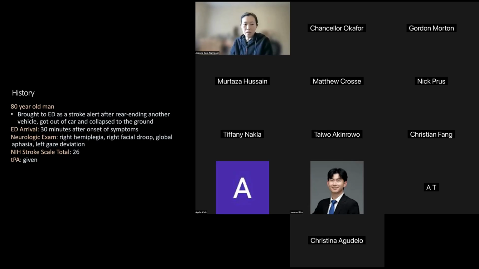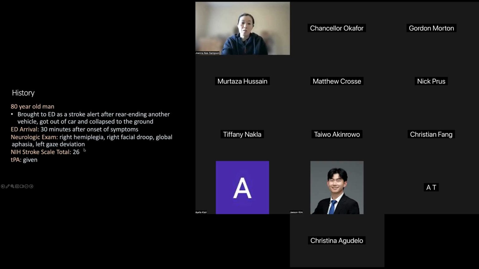So this first case is an 80-year-old man who was brought to the ED as a stroke alert. He had rear-ended another vehicle, got out of the car, and then just collapsed to the ground. He arrived in the ED fairly early, within half an hour of his symptom onset. He had a right hemiplegia, right facial droop, global aphasia, left gaze deviation.